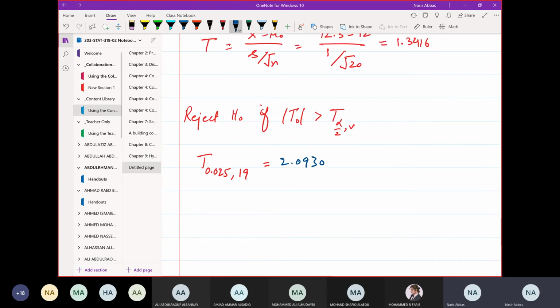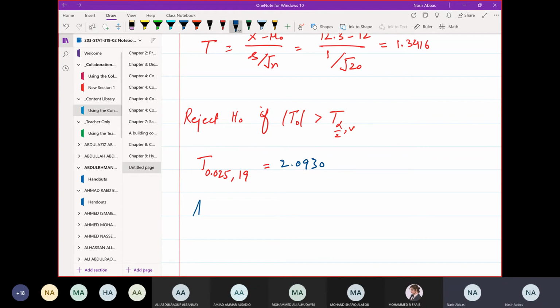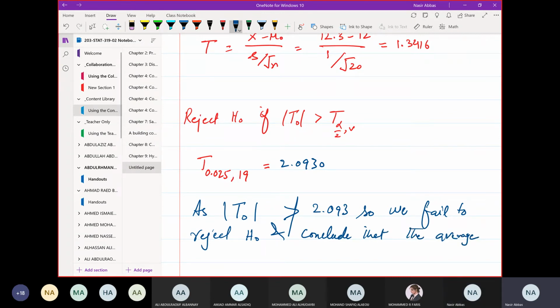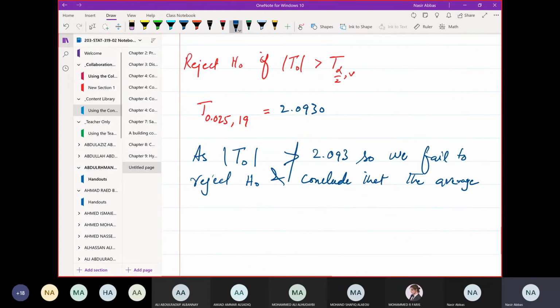So you see my calculated value is 1.3416. You will see as T0 absolute is not greater than 2.093. So we fail to reject H0, and conclude that the average is around 12. It is not different from 12. That's the rejection region approach.